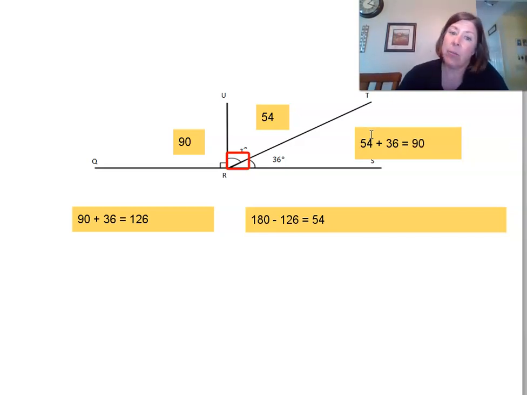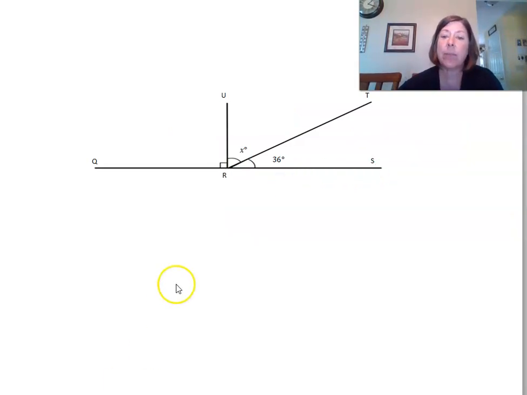So what you're going to do right now is finish that problem set. That was number 5 that we just did together. You're going to take a picture of it and you're going to send it to me.